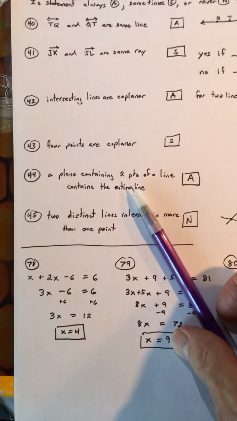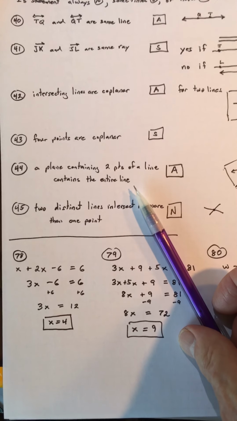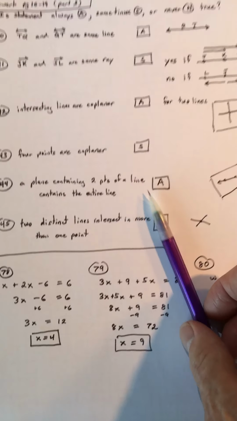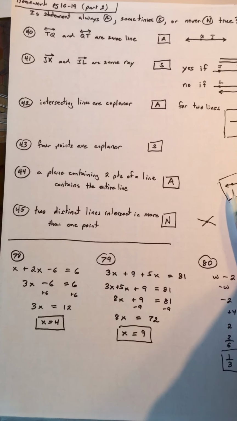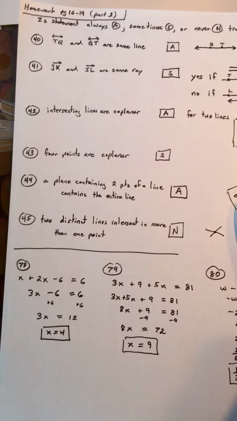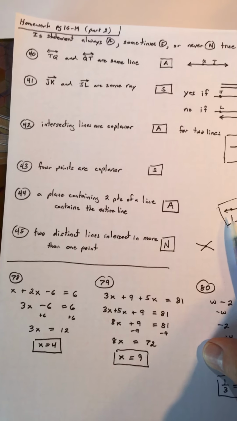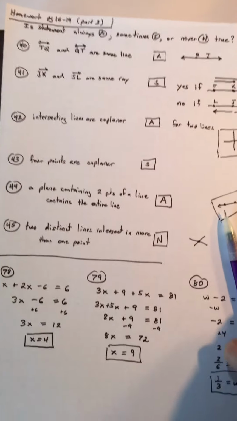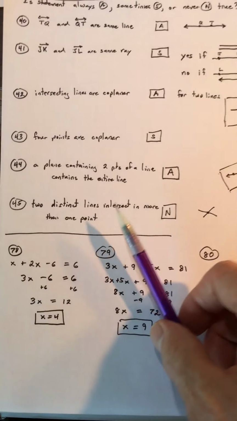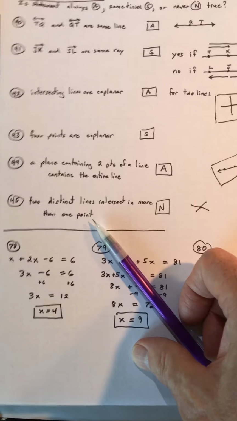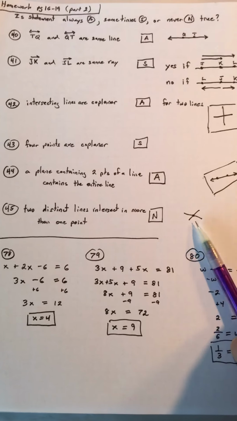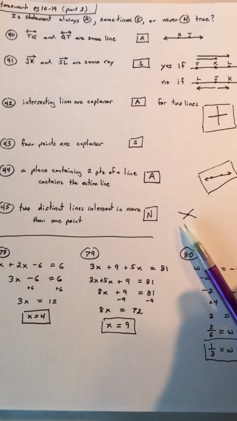Number 44, a plane containing 2 points of a line contains the entire line. And that is always true. If you have 2 points, they will be one-dimensional, and that plane is 2-dimensional, so it's got that line, and then it extends in the other direction as well. 45, 2 distinct lines intersect in more than 1 point, and that is never the case. So 2 lines will intersect at most at 1 point.